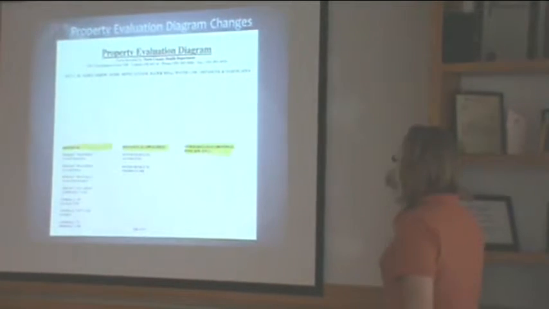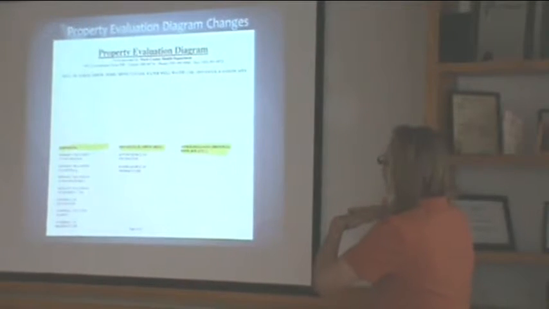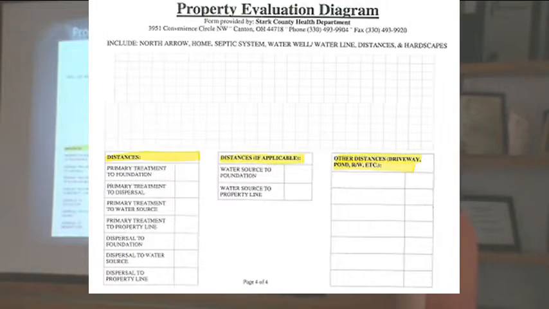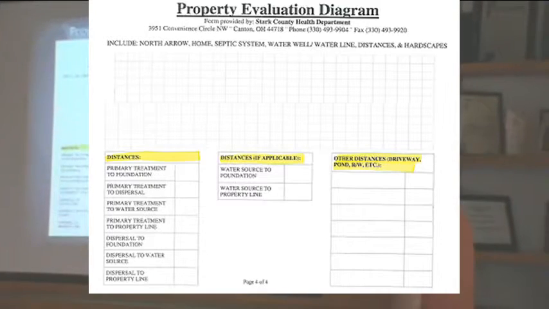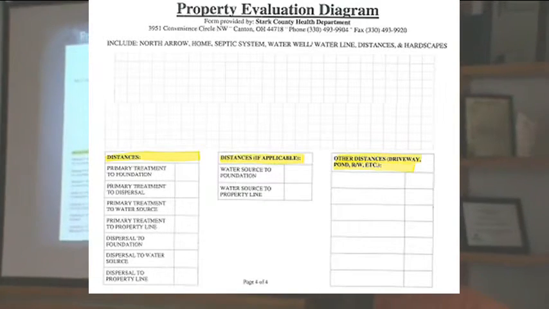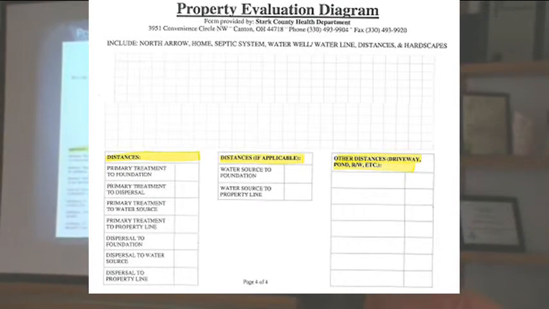This is hard to see, but I added something and it's shrunk down. You have more space to draw, but we added a table that you can write your distances in, so it doesn't have to make the drawing so busy. And I'll just read it to you here. Primary treatment to foundation, primary treatment to disposal, primary treatment to water source, primary treatment to property line, disposal to foundation, disposal to water source and to property line. And then distances of water source to foundation and water source to property line.